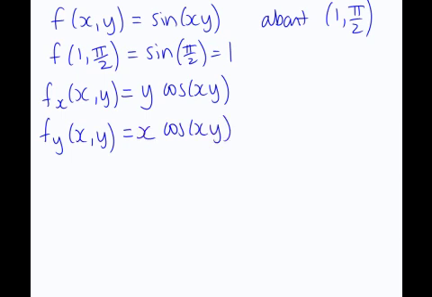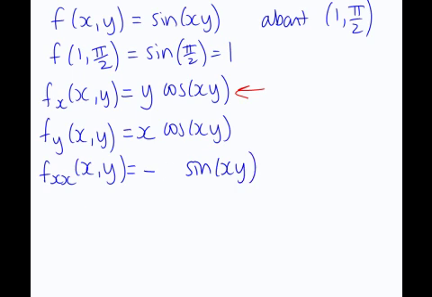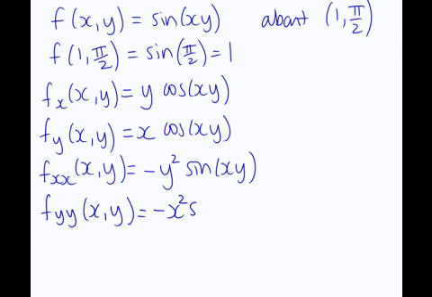Now let's look at the second derivatives. I'll do the straightforward ones first. The second derivative with respect to x, I've just got to differentiate this term again with respect to x. And if I do that, hopefully you can see cos differentiates to minus sine of xy, and I get another y coming out, so I end up with a minus y squared sine of xy. And similarly, the second derivative with respect to y will be a minus x squared sine of xy.